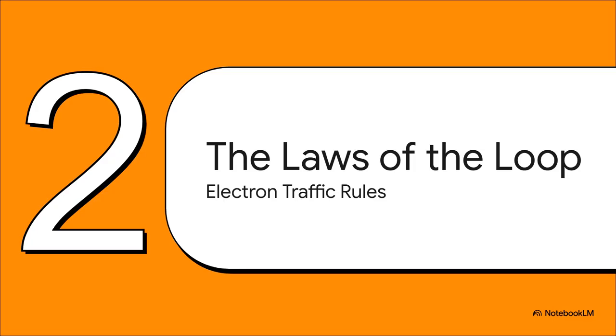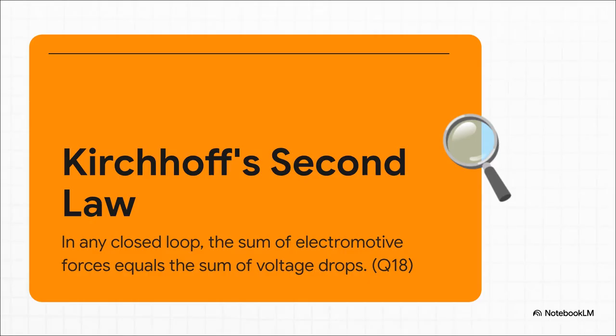All right, we've got the invisible forces down. Now let's see how those electrons actually behave once they're inside the wires. You can think of a circuit like a highway system for electrons. And just like any highway, there are some very strict traffic rules you have to follow. And the biggest, most important rule on the road is Kirchhoff's second law.